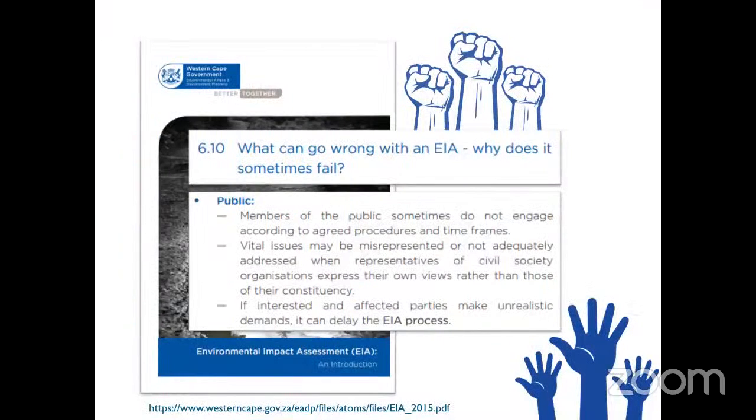I pulled this text excerpt from a helpful document from the Western Cape government on EIAs. It talks about what can go wrong in the EIA process when the public comment. First, some people do not follow the procedures and the timelines. Second, some people express their personal views rather than those of their constituency, which is of course only applicable when you are commenting as part of a civil society organization and not as an individual citizen. Third, some people make unrealistic demands. So how can we avoid these issues?